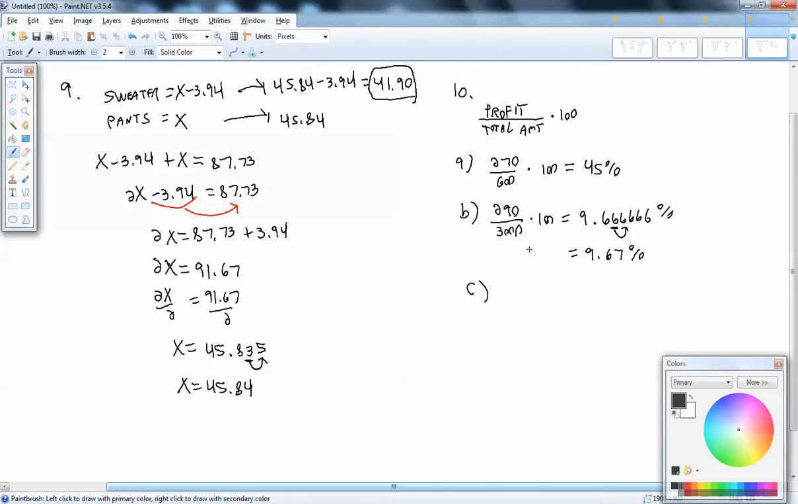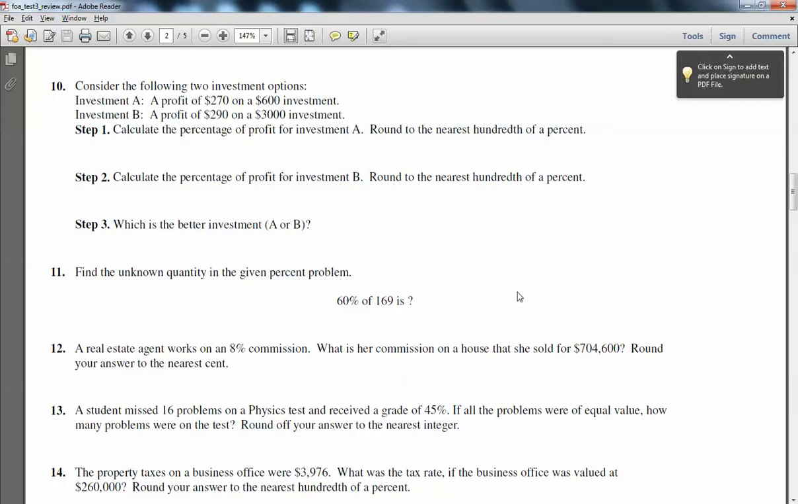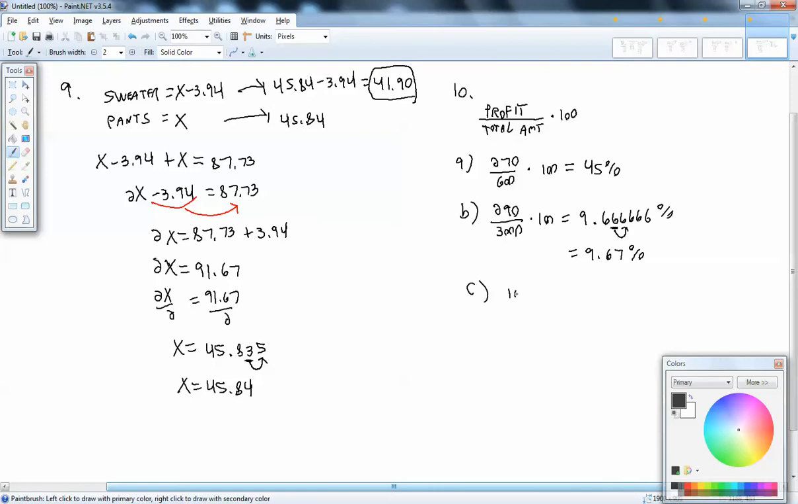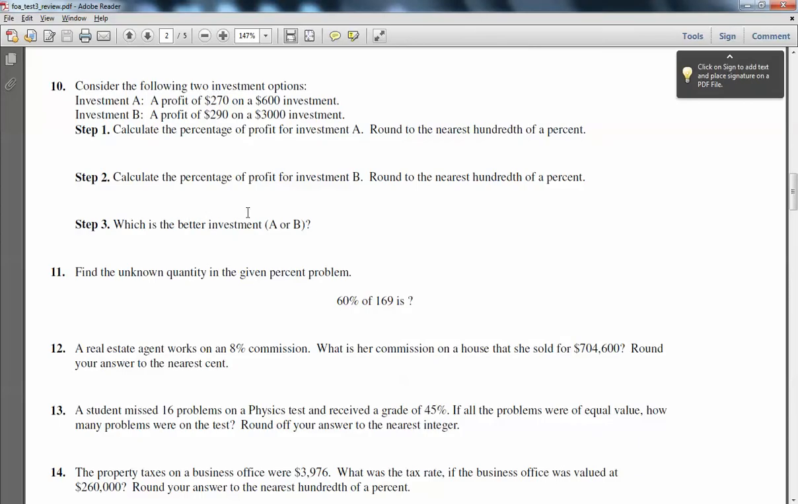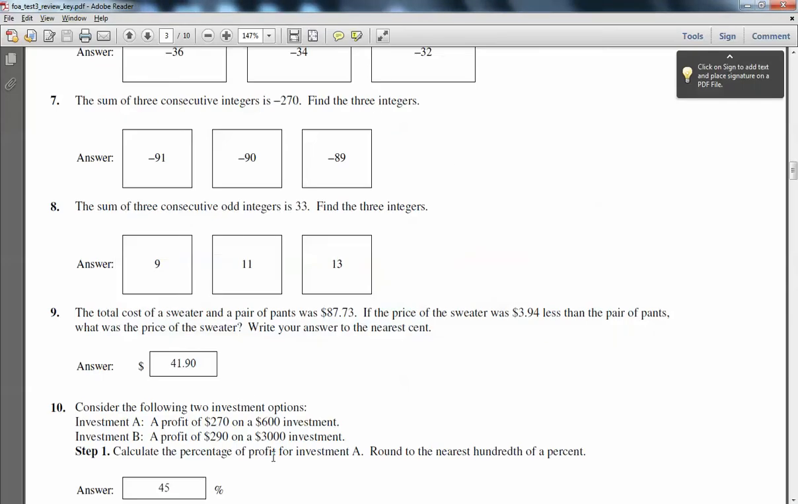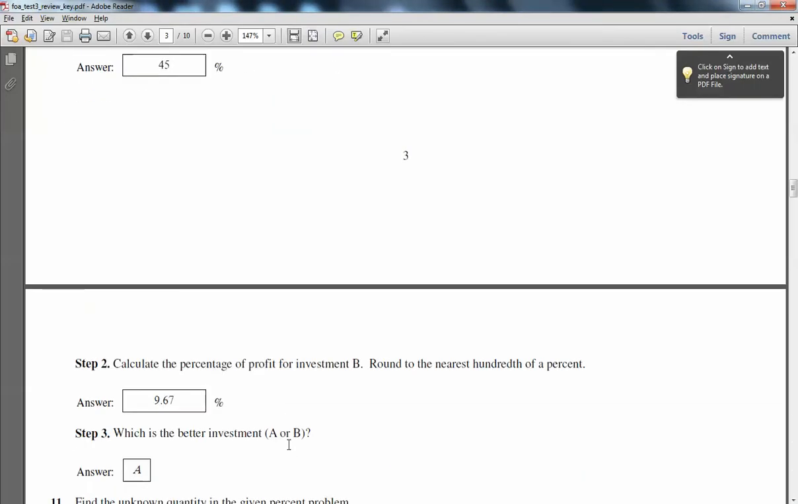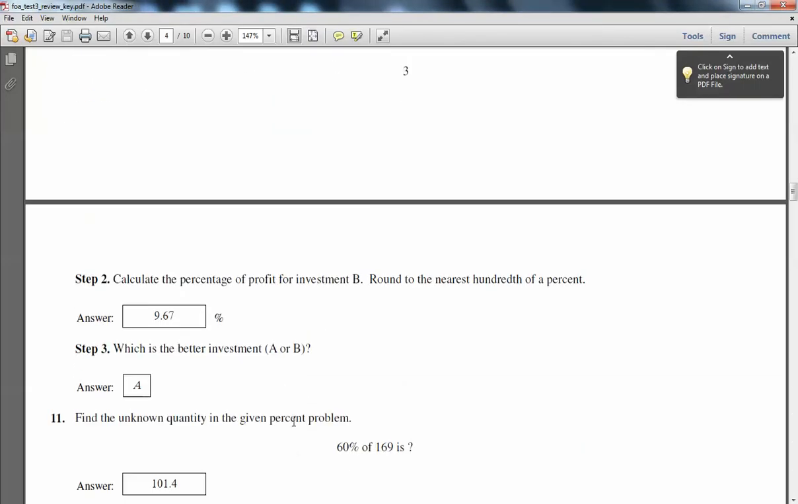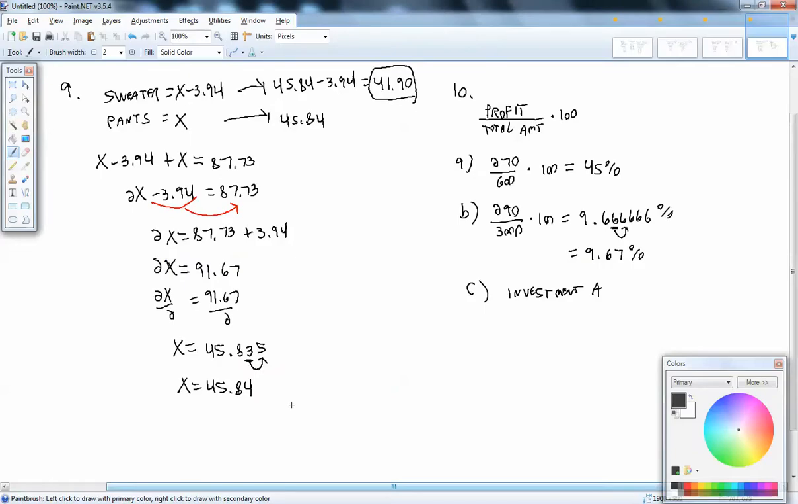And then C, the one that's greater, of course, is the first investment, investment A. Let me see, which is a better investment? Yeah, it was. Okay, so we got 45, 9.67, and investment A. That looks good. Let's start a new page.